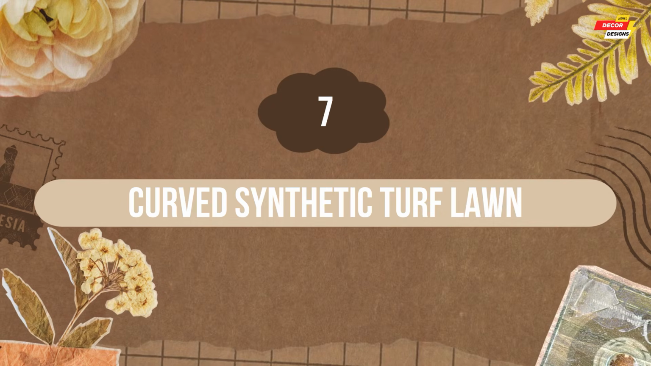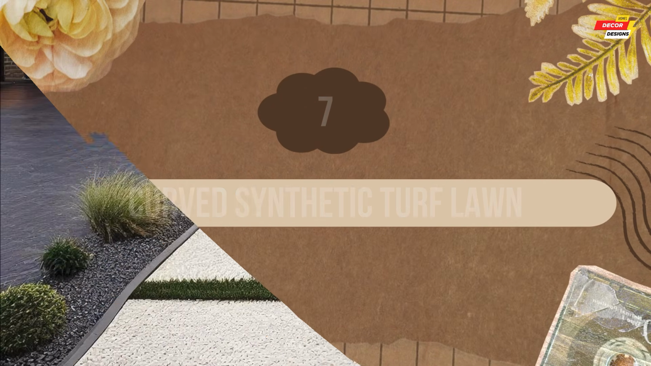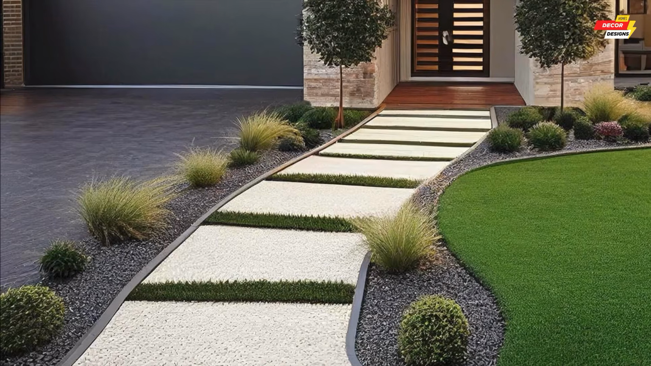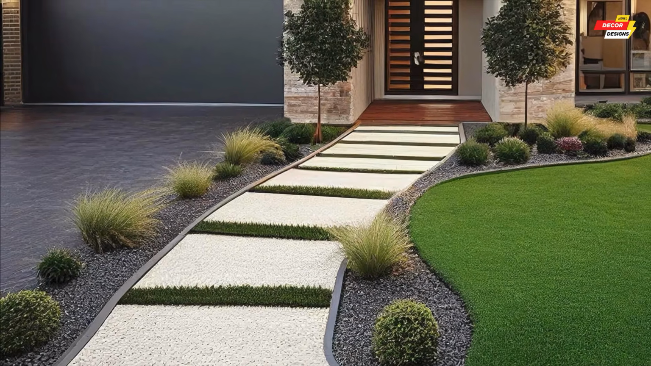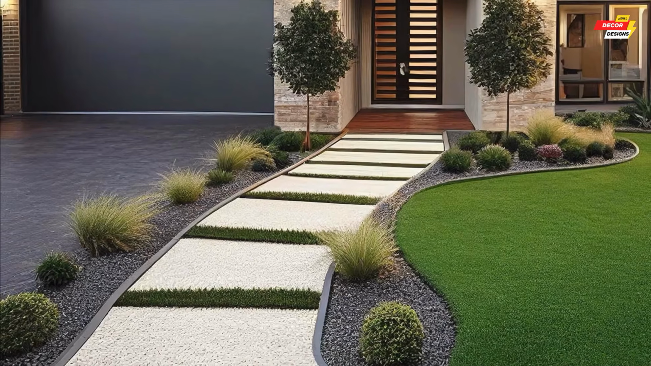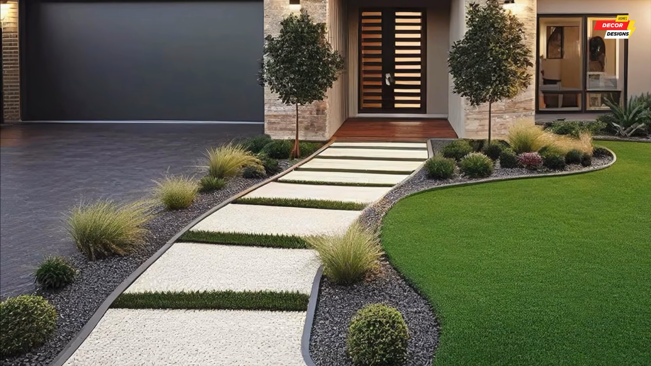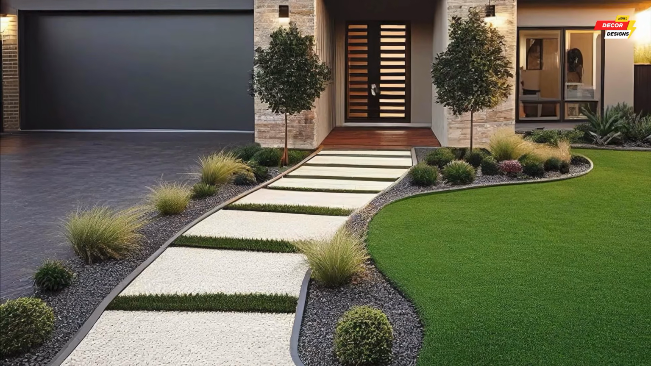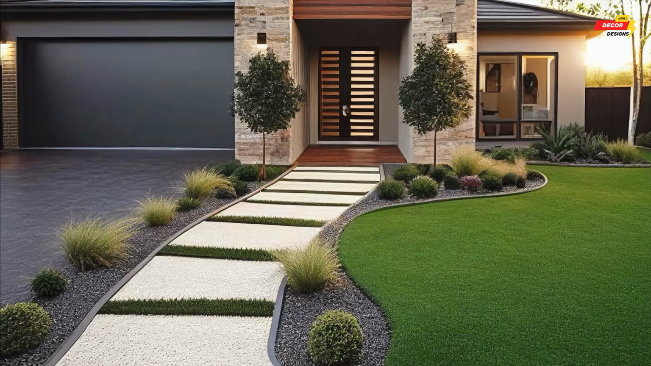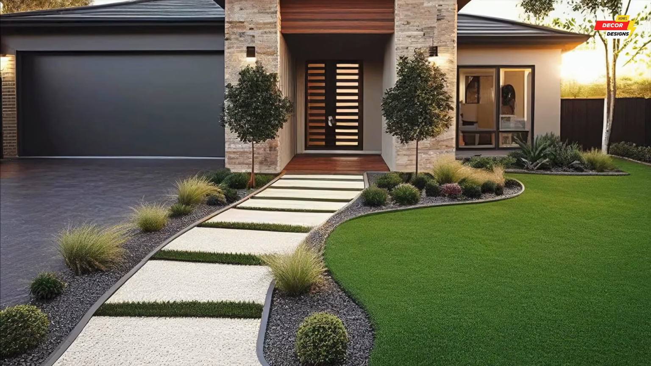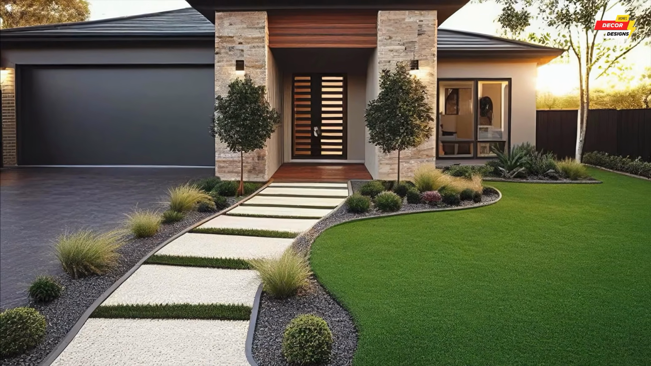Seven, curved synthetic turf lawn with black gravel and stepping stones. Showcasing a striking contrast of textures, this front entry lawn utilizes a sweeping, curved edge of vivid green synthetic turf paired with dark black basalt crushed gravel beds. Soft white limestone stepping slabs create a clean walkway to the front porch, lined with neat topiary balls, delicate ornamental grasses, and modern timber accents.